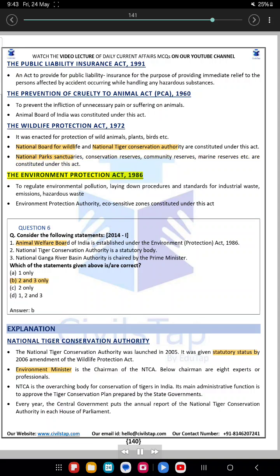The Environment Protection Act, 1986. To regulate environmental pollution, laying down procedures and standards for industrial waste, emissions, hazardous waste. Environment Protection Authority, Eco-sensitive zones constituted under this act.